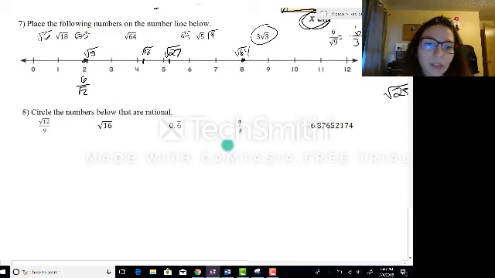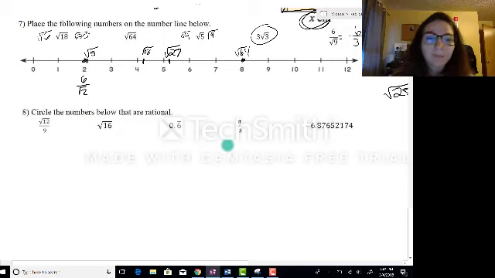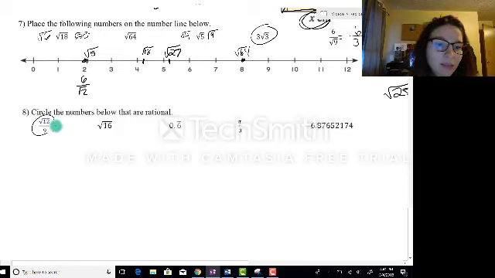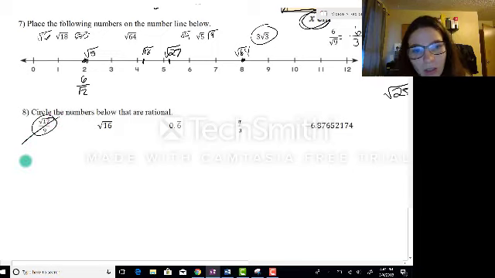Alright, circle the numbers below that are rational. Remember, a rational number can be written as a simple fraction. It can terminate, it can repeat, and it can be a perfect square. Okay, so looking at these, I know that the square root of 12 is not a perfect square. So that must mean that this fraction is a complex fraction. So I'm going to say, nope, that's not rational.